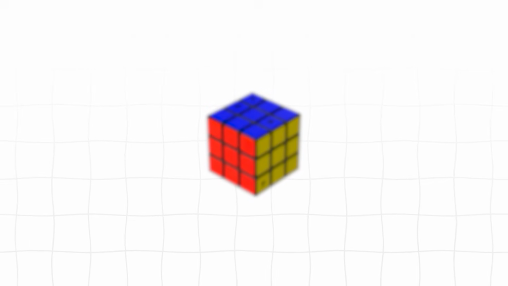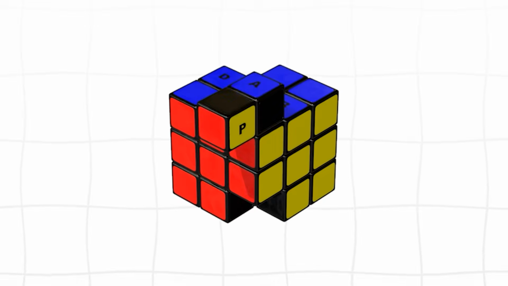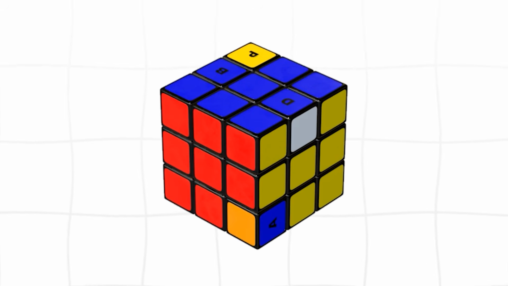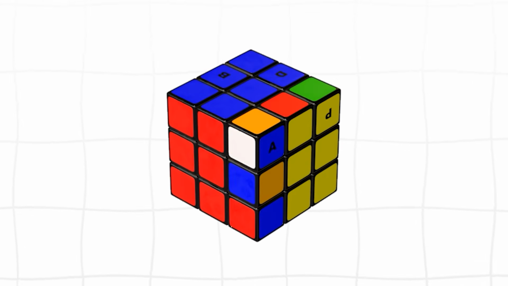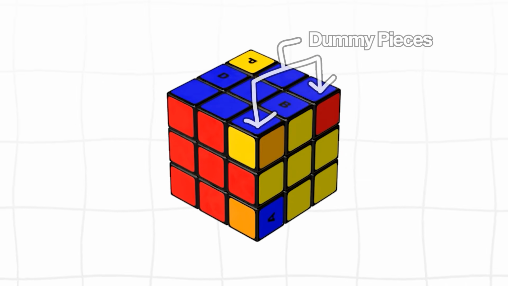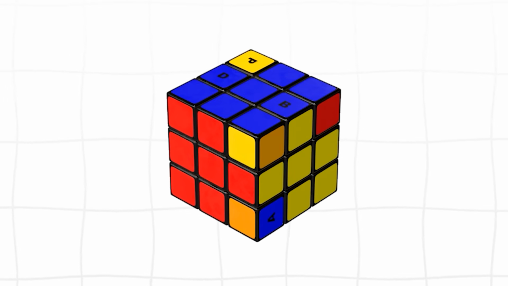But so far, there's always been an even number of swaps. So what if we just had one swap for corners and one swap for edges? So an odd number for each. Well, we could swap one pair of pieces first, let's say the edges. And you'll notice that the dummy pieces haven't swapped back yet, because we didn't do an even number of swaps.